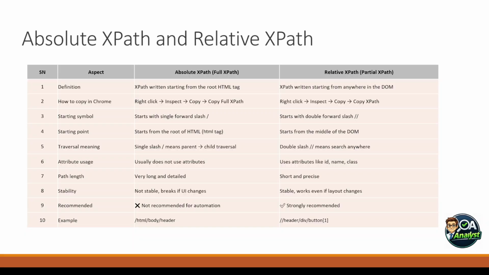So let's summarize this clearly. Absolute XPath starts from the root and is long and breaks easily. Relative XPath starts from anywhere, uses attributes, and is stable. If you remember just one rule from this video, remember this: never depend on an Absolute XPath for automation.